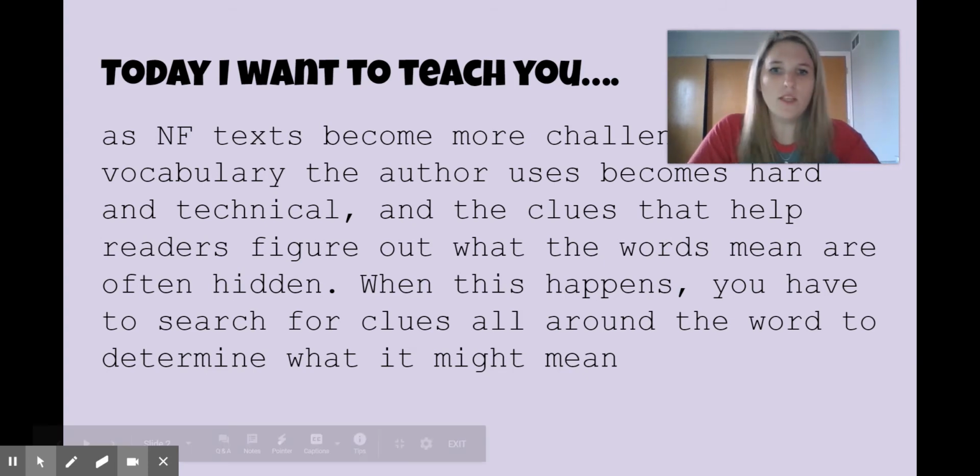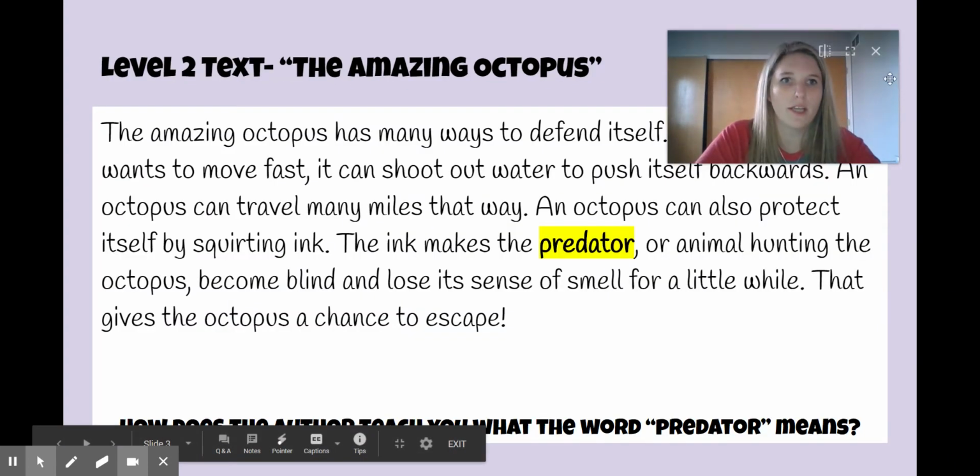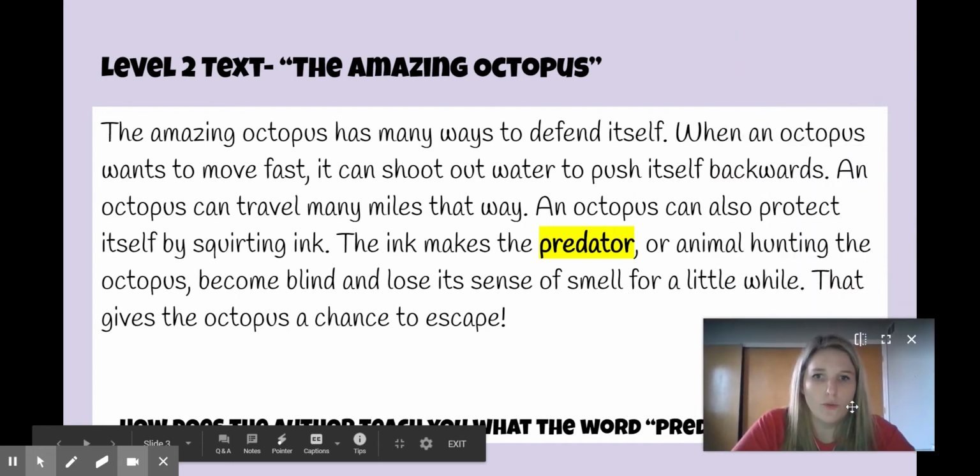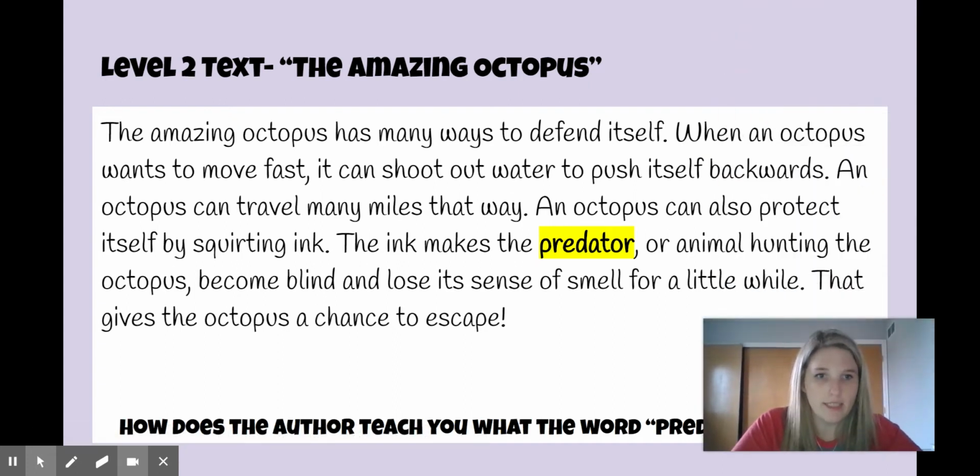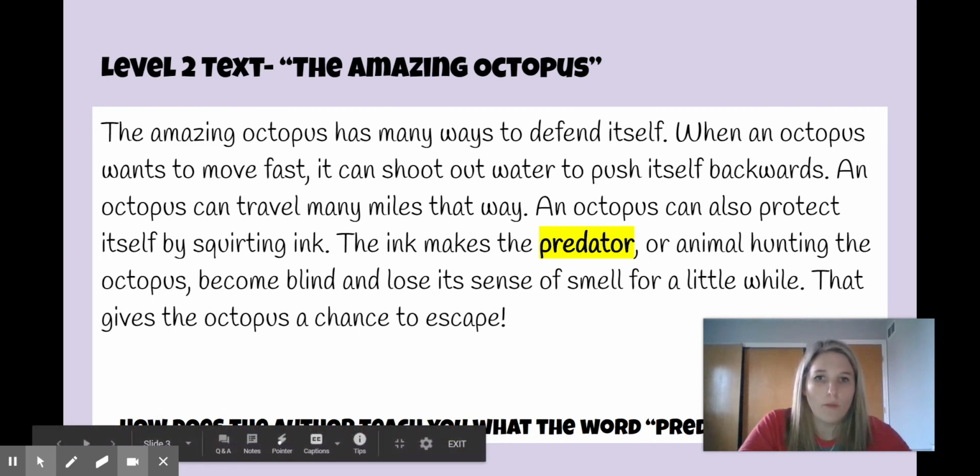Okay, here's the first text we're going to look at. This is level 2, which is like second grade level. I'm going to read this to you guys, and as I read, I want you to think about how the author teaches what the word predator means. To make it really stand out, I highlighted it and put it in bold here. So think about how the author teaches you what this vocabulary word is by what's written in the text.